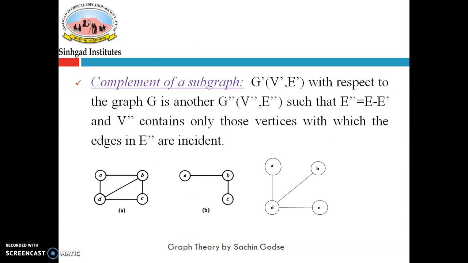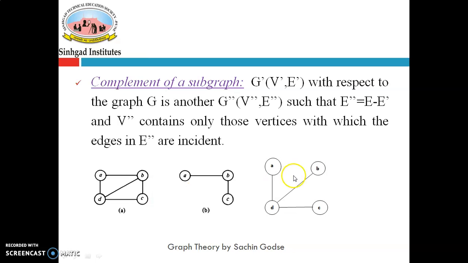Now next is the complement of a subgraph. The complement of a subgraph is, suppose G dash which contains V dash, E dash with respect to the graph G, another graph G double dash, which contains vertex set V double dash and edge set E double dash, such that E double dash is equal to E minus E dash and V double dash contains V minus V dash. So it contains only those vertices with which the edges in E double dash are incident.